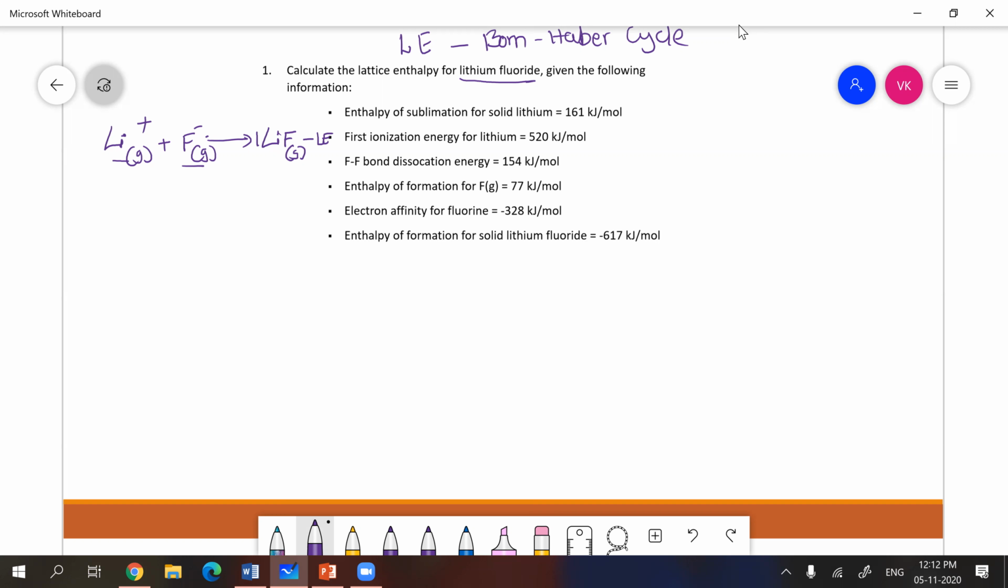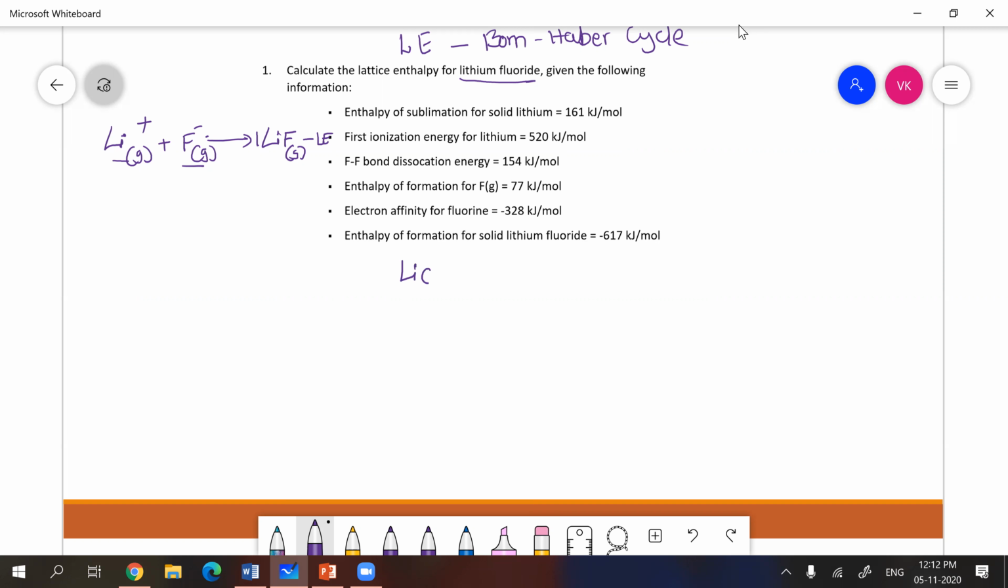Okay, now, what is Born-Haber cycle? Born-Haber is giving the reaction that is taking place in elemental form, which will release some heat. That heat is said to be the heat of formation of the compound. For example, in this case, let's see how the Born-Haber cycle looks.